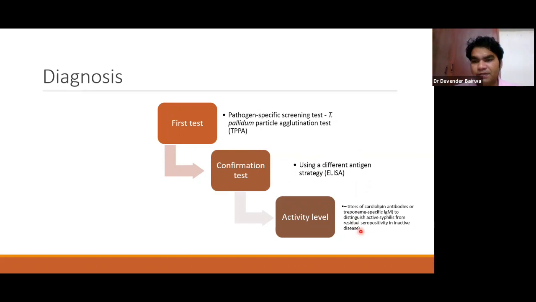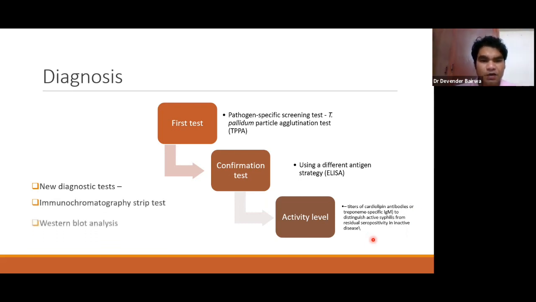Then activity level generally is seen with the help of titers of antibodies. Most commonly, we use cardiolipin antibodies or treponema-specific IgM antibodies, and we see whether the disease is active or there is a residual seropositivity in inactive disease. So these antibody levels can be used to follow the patients. Apart from these tests, there are other new tests for diagnosis. It includes immunochromatography strip test or Western blot analysis for the proteins of Treponema bacteria, or we can go with a nucleic acid amplification test. So these tests can be used to diagnose syphilis.